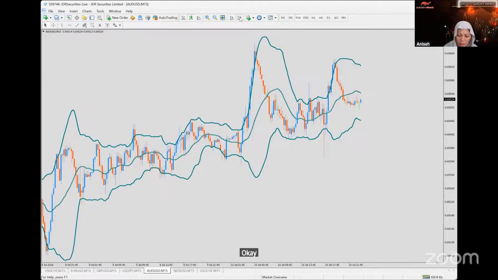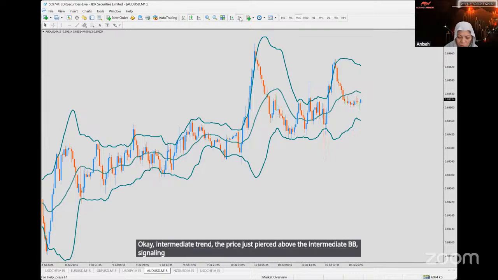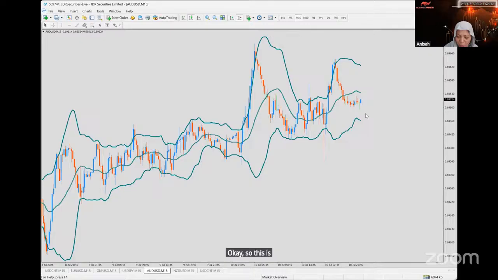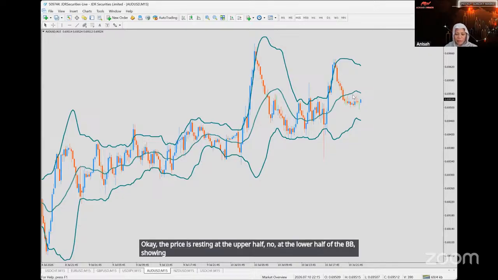Okay, intermediate trend, the price just pierced above the intermediate mid BB, signaling that downward correction is likely ending and a bullish reversal is starting. Okay, so this is M15. The short-term momentum has officially shifted bullish. Okay, the price is resting at the lower half of the BB, showing that the buyers are actively controlling the intraday price action.